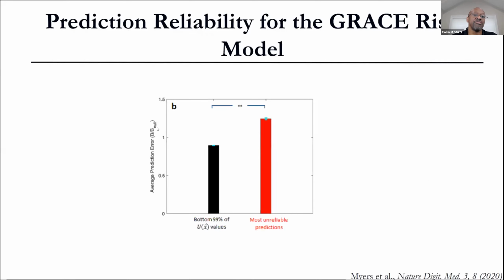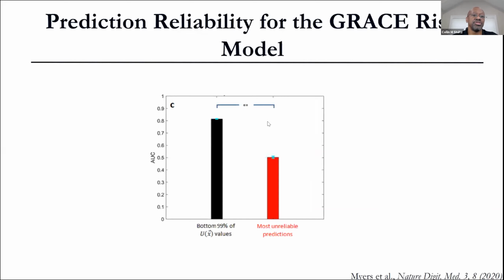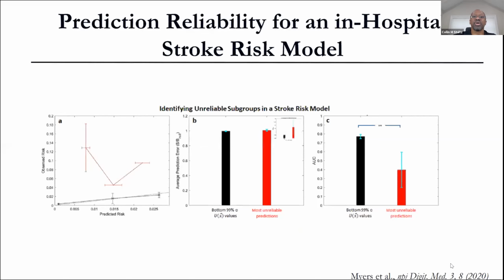Moreover, if you look at the average performance error, akin to the Brier score, the error is much higher in those patients that have the highest unreliability score. And the discriminatory ability is lower also here. It's 0.8 for the reliable models and about 0.5 for the unreliable predictions. And we applied this in different models as well.